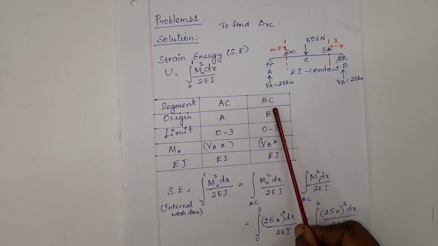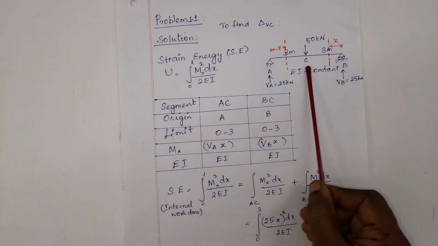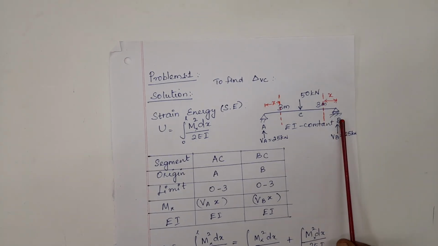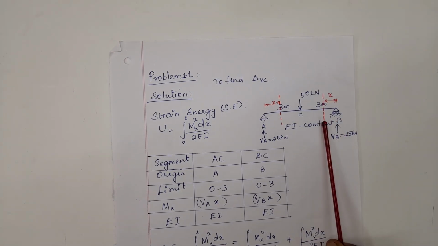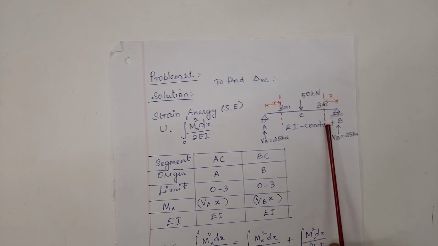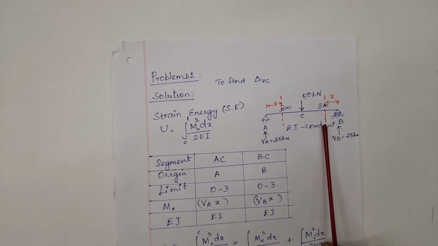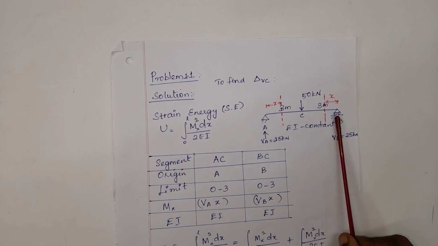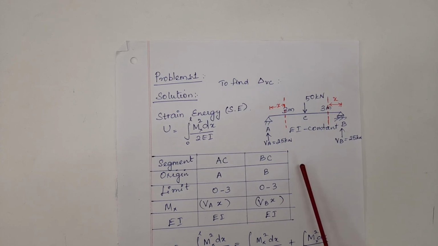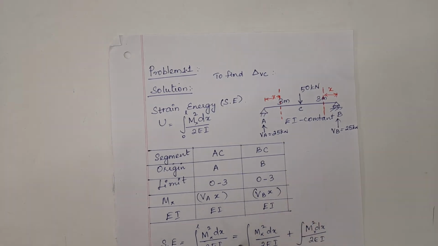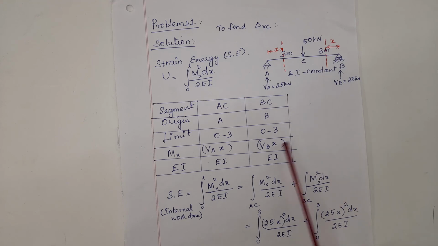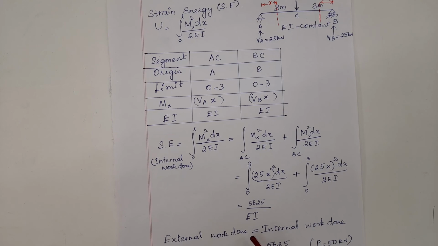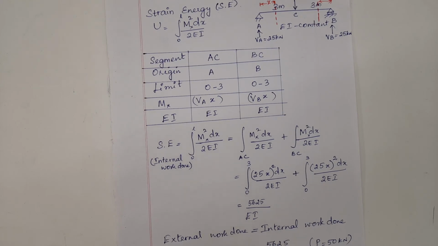See the next segment, BC. Here in BC, a section is taken at a distance of x from B. If moment is considered about the section, VB into distance has to be considered. VB into the distance causes the moment which pushes the beam downward or sag down. So this is a positive bending moment. So the moment is plus VB into x. With these values, we are going to find the internal work done in the structure.